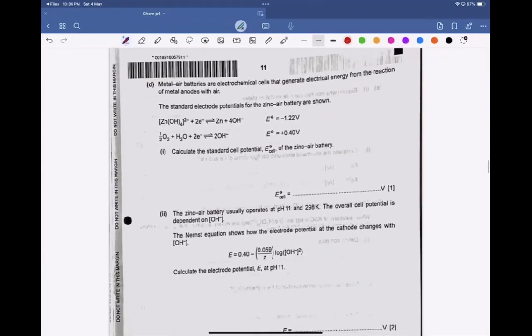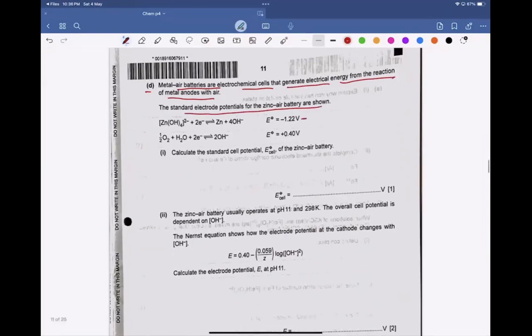Okay. Now D. Metal air batteries are electrochemical cells that generate electrical energy from the reaction of metal anodes with air. The standard electrode potential for zinc air battery are shown. If you see, this value is smaller and this one is greater, so it means reduction occurs here and oxidation occurs here. To make the net equation, we have to flip this equation. Then calculate the cell potential.